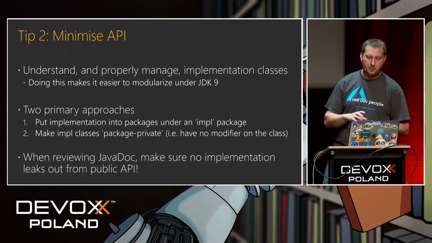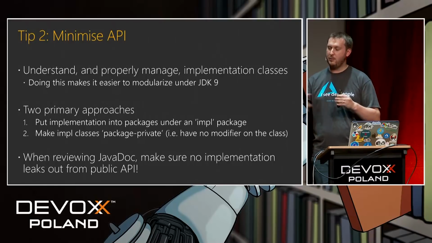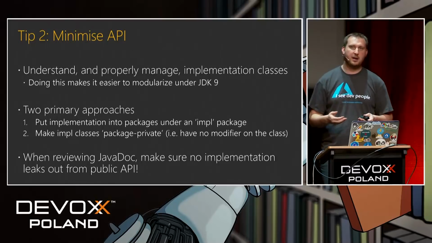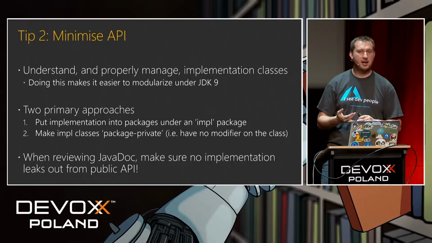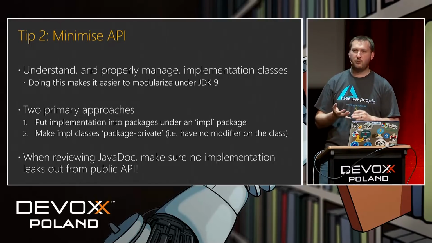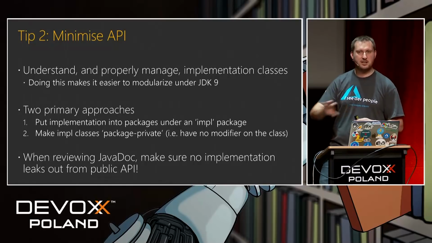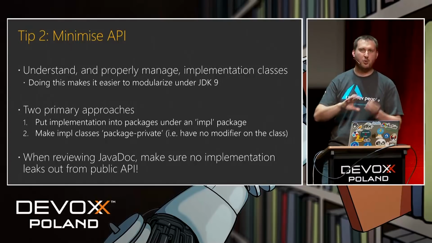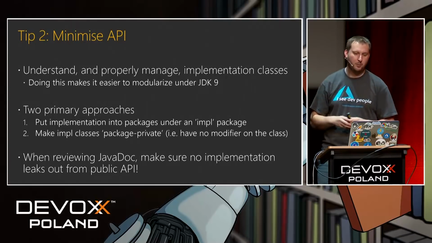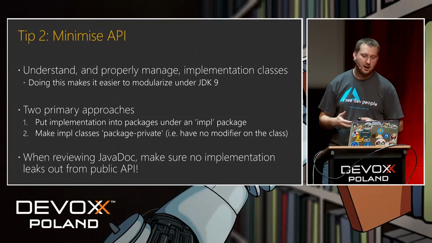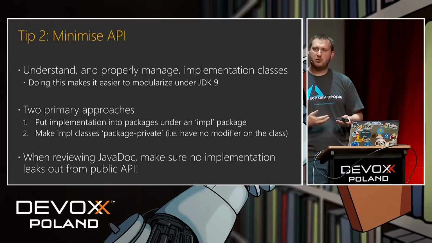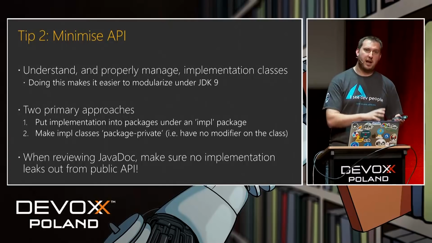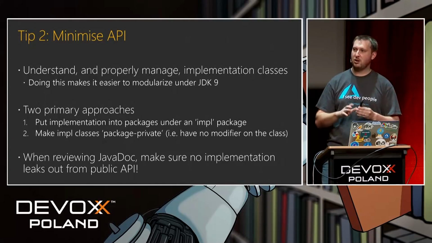Using the impl approach with an impl package actually works really nicely when it comes to things like documentation and JDK9 modules. With documentation, all of a sudden, you can just exclude that from your Java doc build. So the impl packages just aren't part of your public API. And if you choose to move to JDK9, if you start to use modules, you just don't export the impl package. So you only export your public API packages, and the implementation is no longer visible.